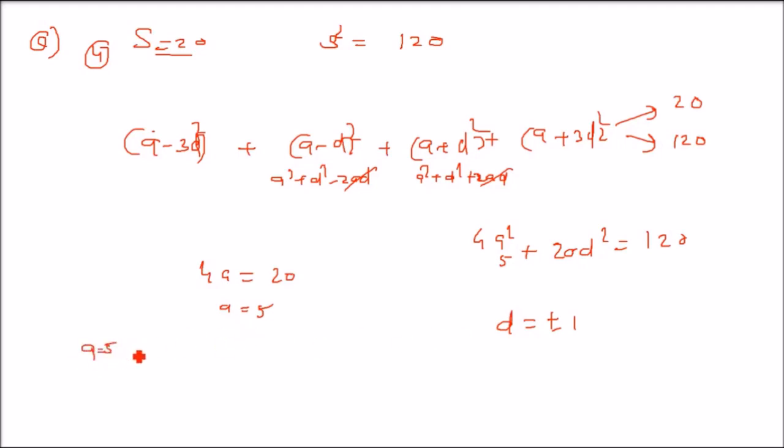So a you take as 5. One time you take d as plus 1, and one time you take d as minus 1. Both times a you have to take as 5.